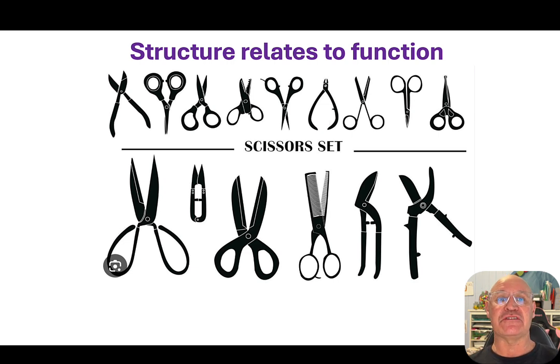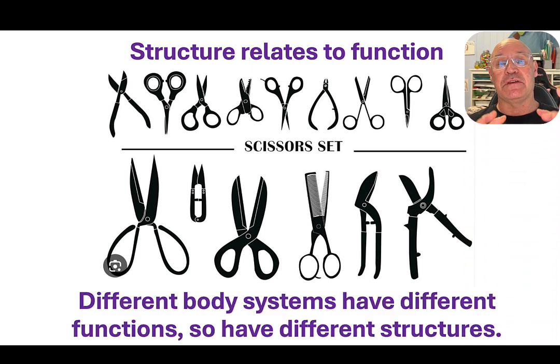If you have a look at all of these types of scissors here, they're all essentially the same structure in that they've got little loops for your hands and they've got a little hinge and they've got sharp bits. But they've all got very different shapes because they all do very specific functions. And cells, and collectively as tissue, have specific structure because they have specific function. So different body systems have different functions, and therefore have different structures.